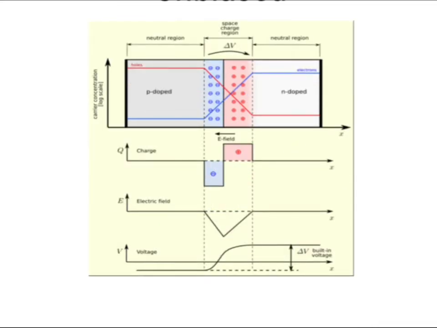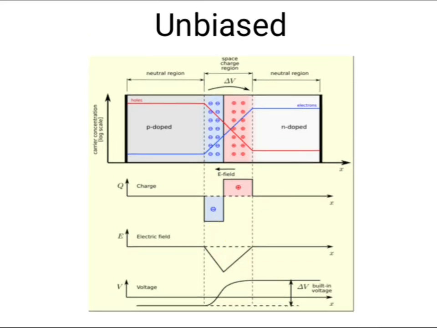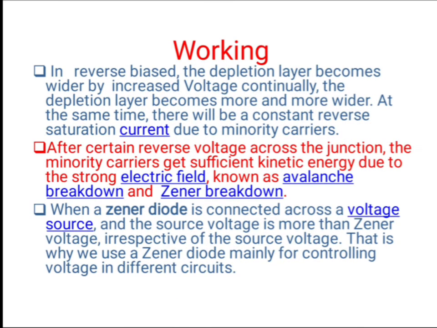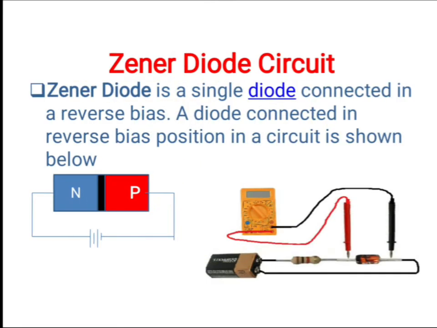Then we can see the electric field near the space charge region like this, going to the negative side. The voltage in the PN junction is less, and then near this we have some voltage. That is about the voltage. This is about the unbiased condition. Unbiased means no external voltage is applied. Initially, the Zener diode will have that.